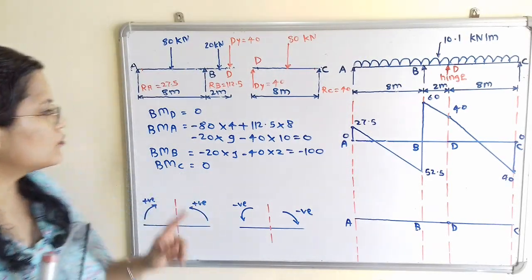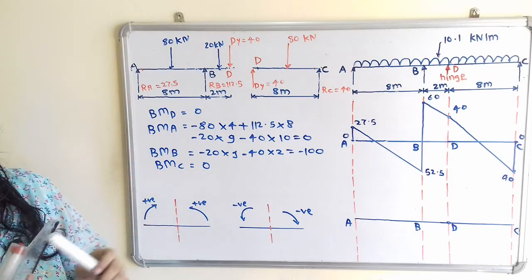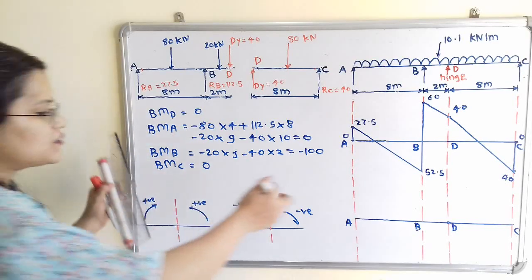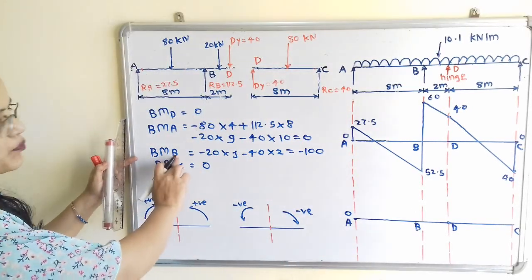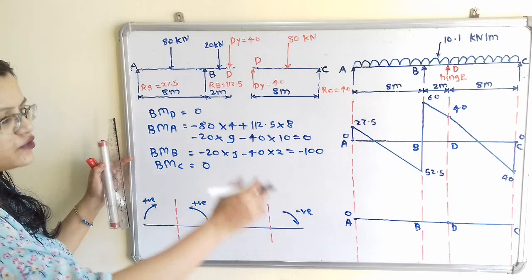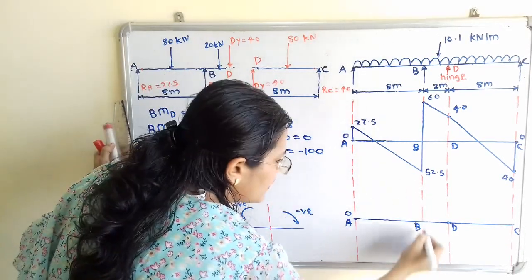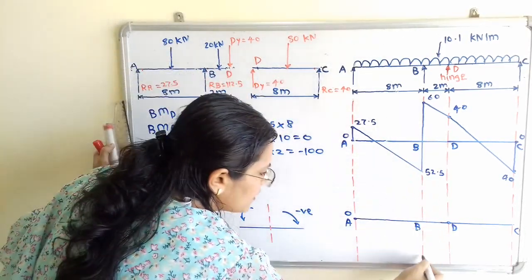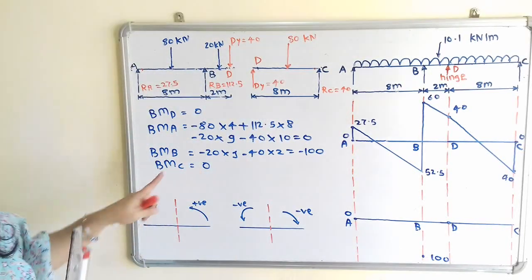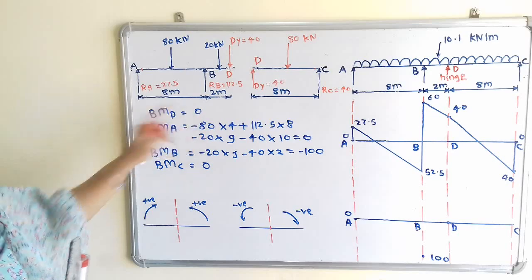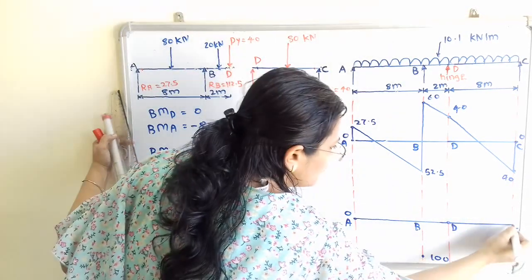So calculated values of bending moment at A is equal to 0. So we will mark this point on the baseline. So here is 0. Bending moment at point B, it is minus 100. So because of negative sign, we will use on this point B, here is the downward direction, it is 100. Then bending moment at point C is 0, at point D is also equal to 0.